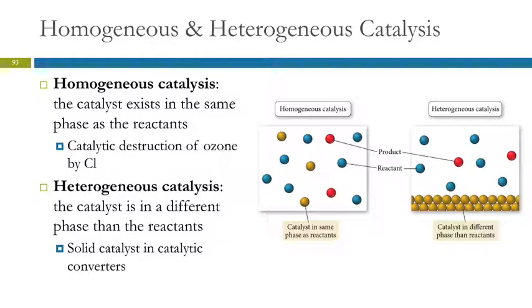Two kinds of catalysis, and it just has to do with the physical states of the catalyst and the reactants. So homogeneous catalysis, the catalyst is in the same phase as the reactants. So the catalytic destruction of ozone by chlorine, the chlorine atoms and the ozone are both in the gas state. They're in the same state, so that's called homogeneous catalysis.